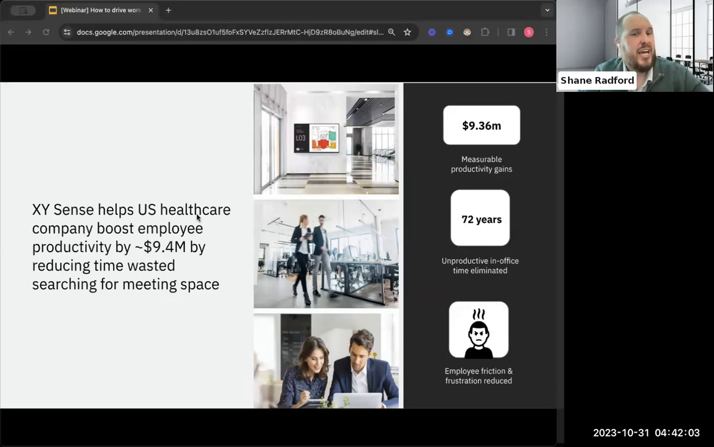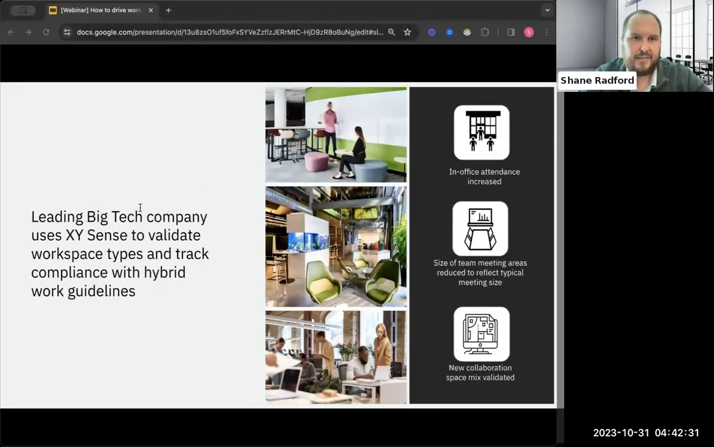By saving just 2.5 minutes of time per employee per day in unproductive meeting space searches, and that 2.5 minutes is a very conservative estimate, the company could realize 72 person years in productivity gains across its 13,000 person organization. At an average annual employee cost of $130,000, this meant a minimum $9.36 million in improved productivity.